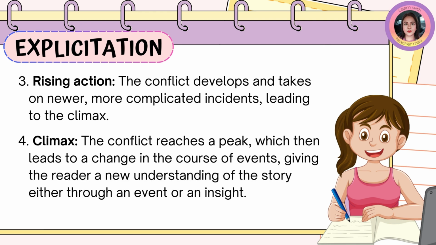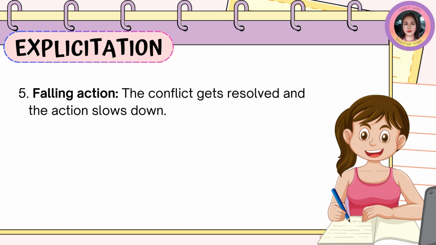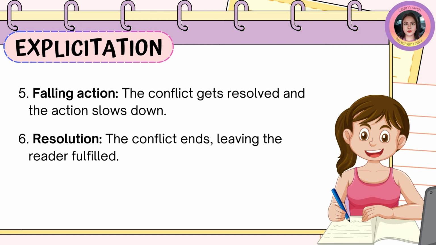Number 4, climax. The conflict reaches a peak which then leads to a change in the course of events, giving the reader a new understanding of the story either through an event or an insight. Number 5, falling action. The conflict gets resolved and the action slows down. Number 6, resolution. The conflict ends, leaving the reader fulfilled.